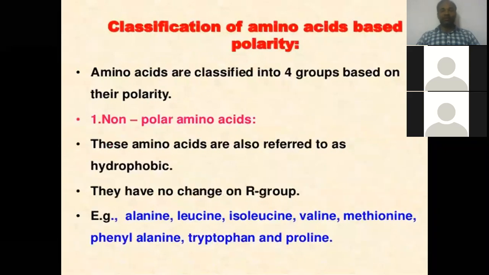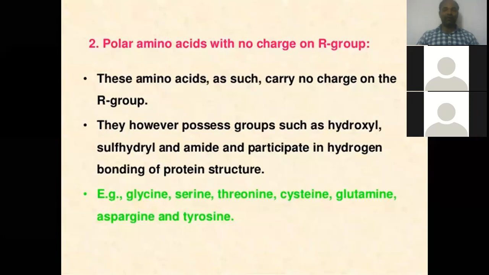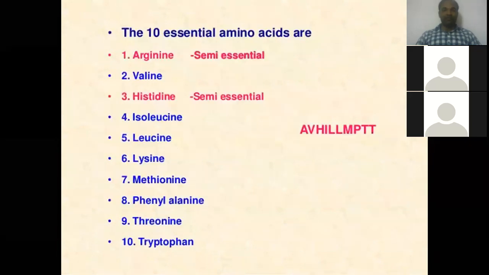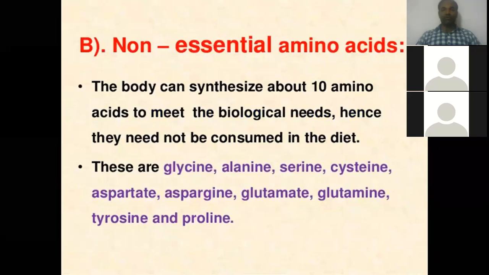The next category is the classification of amino acids on the basis of their polarity. On the basis of polarity it is basically divided into 4 categories, and here we only discuss 2 categories, the non-polar amino acids and the polar amino acids. The third category is the classification of amino acids on the basis of their nutritional values. The nutritional classification again has 2 main categories: the essential or indispensable amino acids, and the non-essential amino acids.